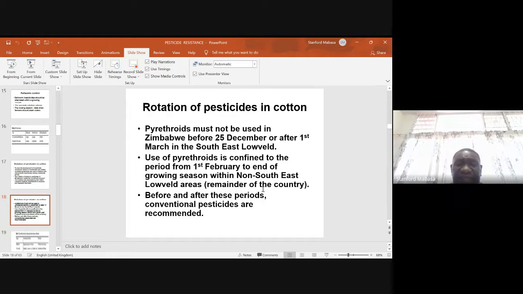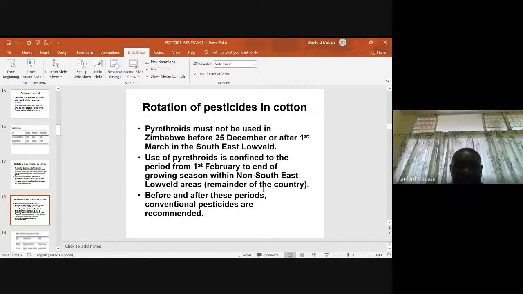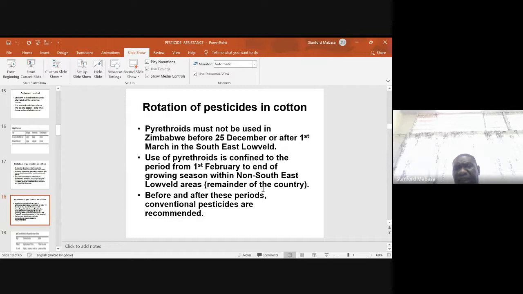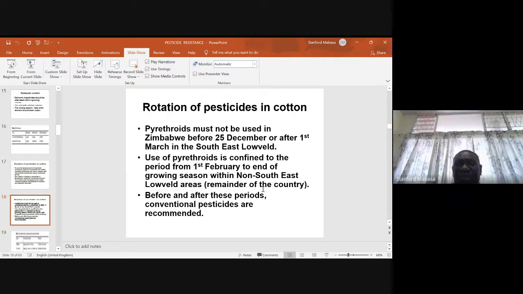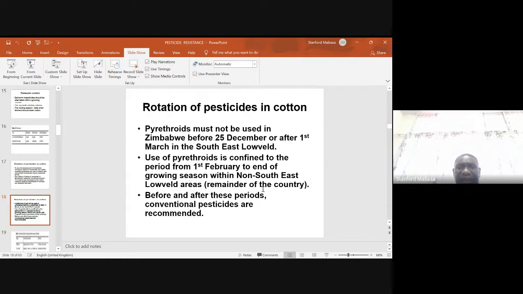Before and after these periods, conventional pesticides are recommended. So the idea is to break the continuous usage of one pesticide, so that we avoid building up resistant biotypes.